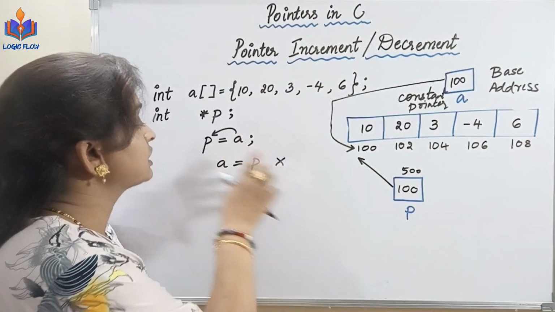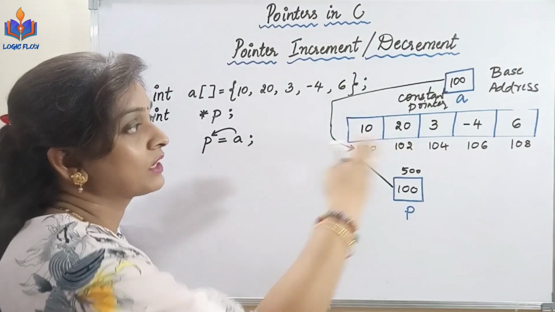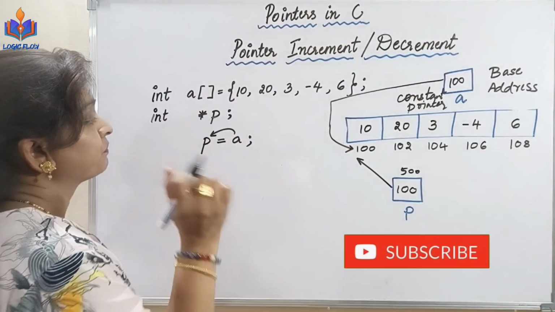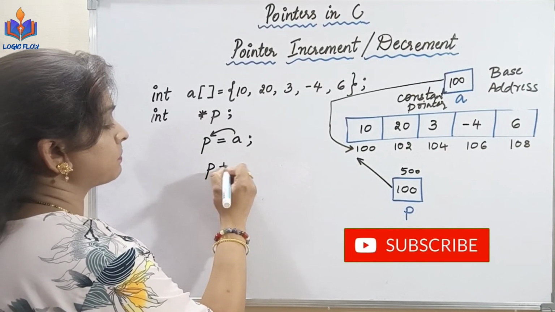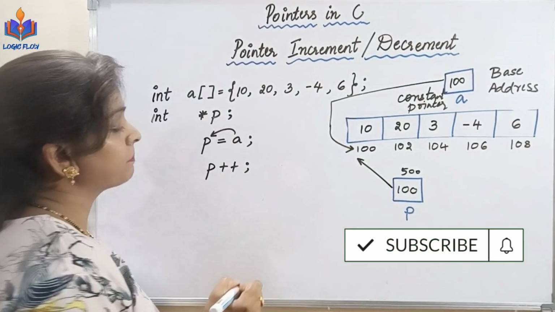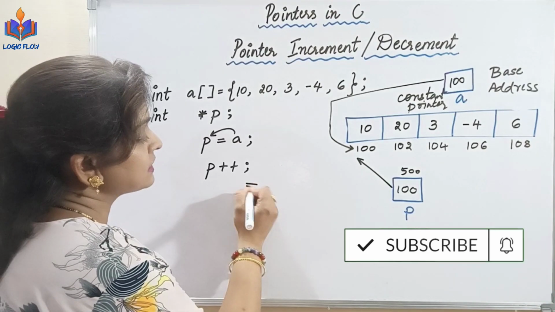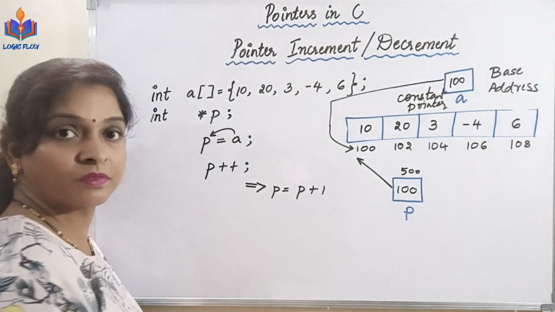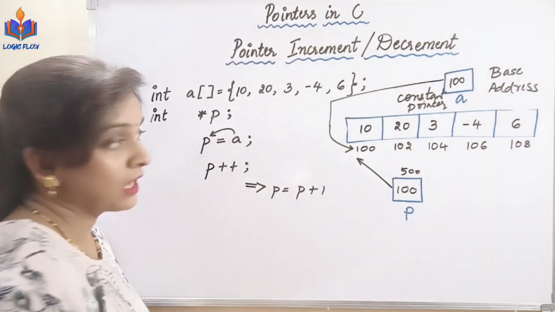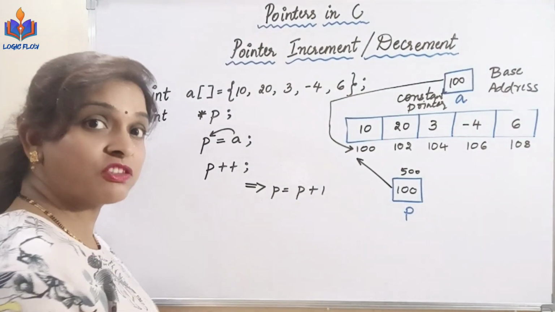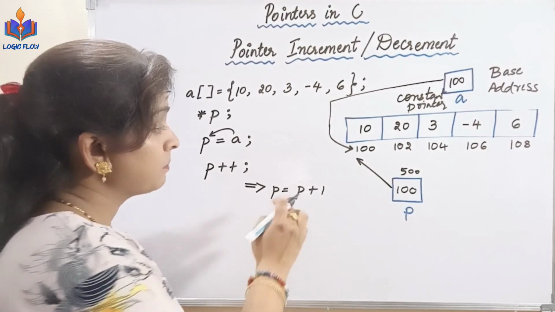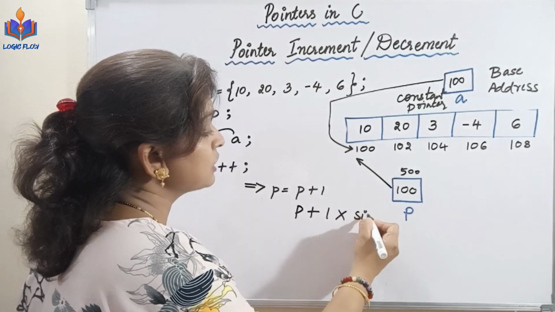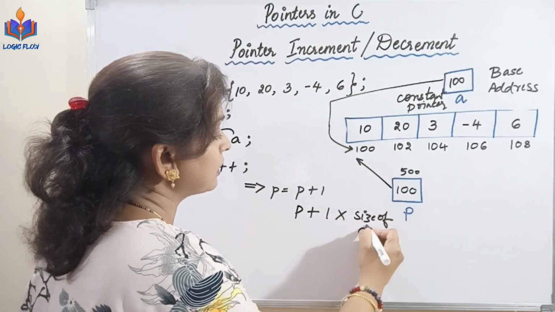So hence we use this pointer variable so that we can traverse from one element to another element. So now what I'll do, I'll just say P plus plus. What happens when I say P plus plus? You all know it is nothing but P equal to P plus 1. And what is this P plus 1? We have studied in the pointer addition. P plus 1 is nothing but P plus 1 into size of the data type.